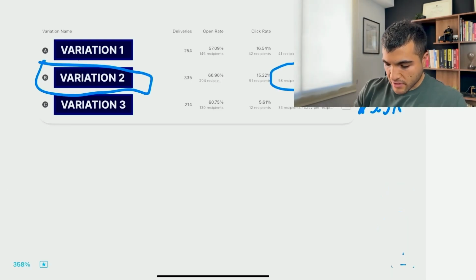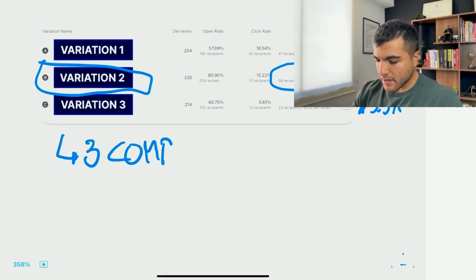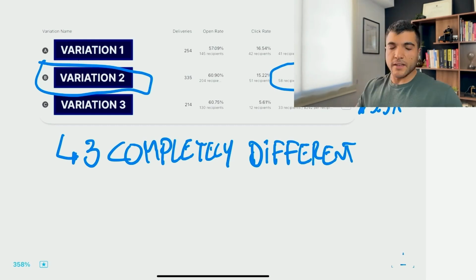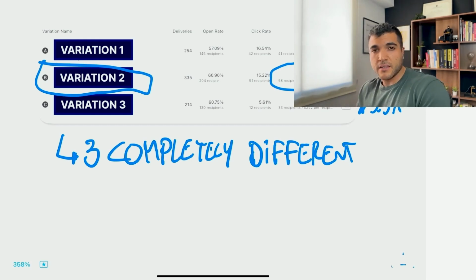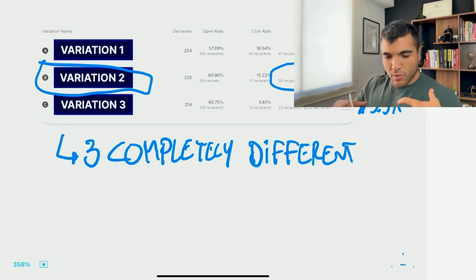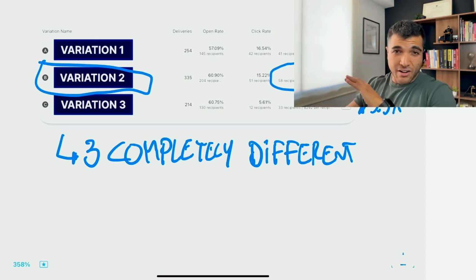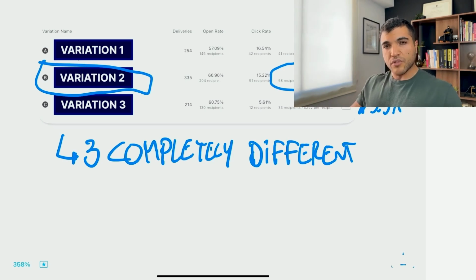First, these 3 variations were 3 completely different emails. It wasn't a subject line test. We didn't test the button. They were 3 completely different emails altogether. And what we have found to be the biggest lever, the best variables for you to test and spend your time on so you can find these winners are these.